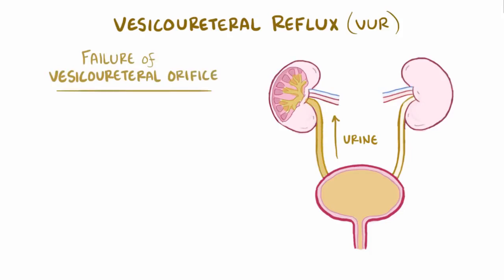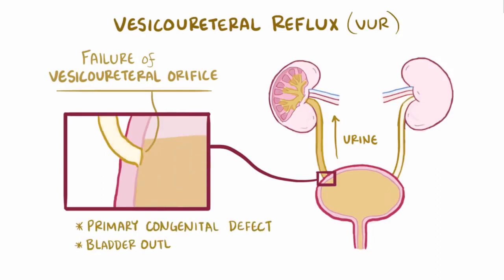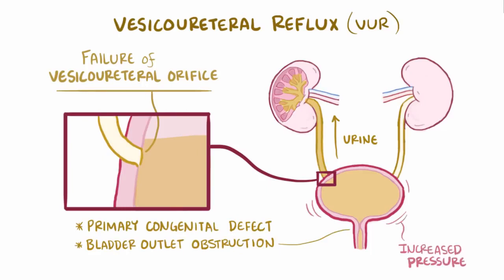The vesicoureteral orifice is the one-way valve that allows urine to flow from each ureter into the bladder, but not in the reverse direction. VUR can be the result of a primary congenital defect, or it can be caused by bladder outlet obstruction, which increases pressure in the bladder and distorts the valve.